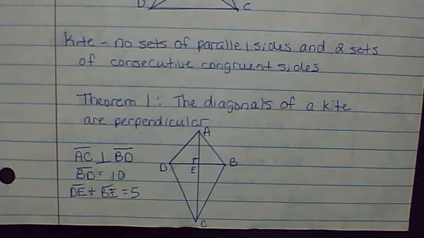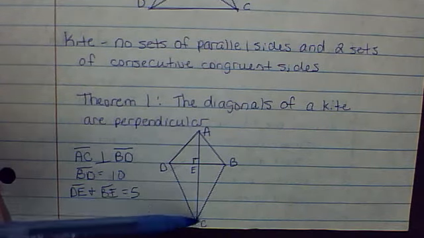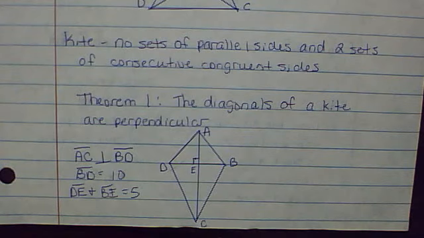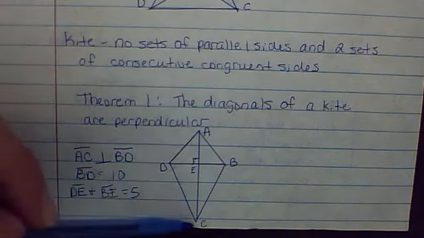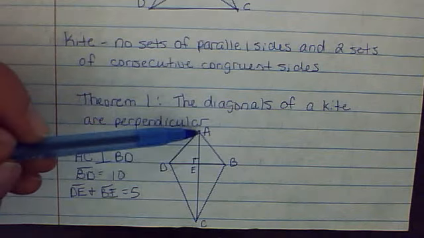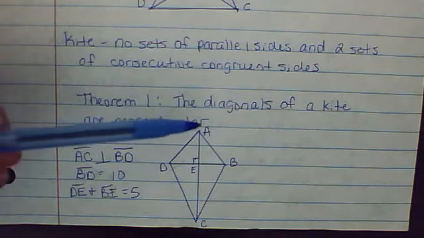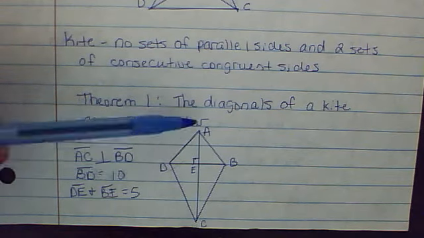So that theorem not only states the diagonals of a kite are perpendicular, but the longer diagonal line acts as a perpendicular bisector of the shorter one. Now the shorter one's not acting as a bisector of the longer one. Okay, if this AC was 10, I couldn't divide that into 5 and 5. It's only telling me that this shorter one's being bisected.